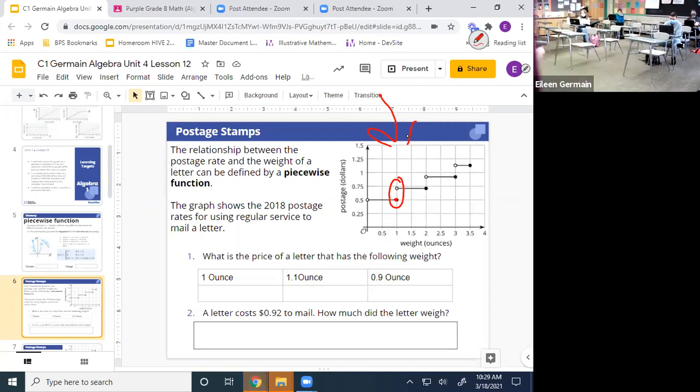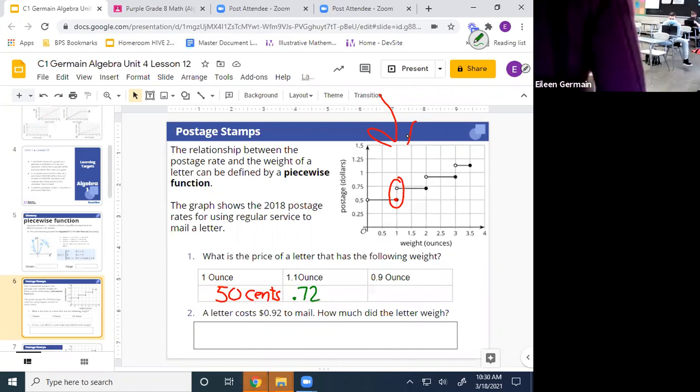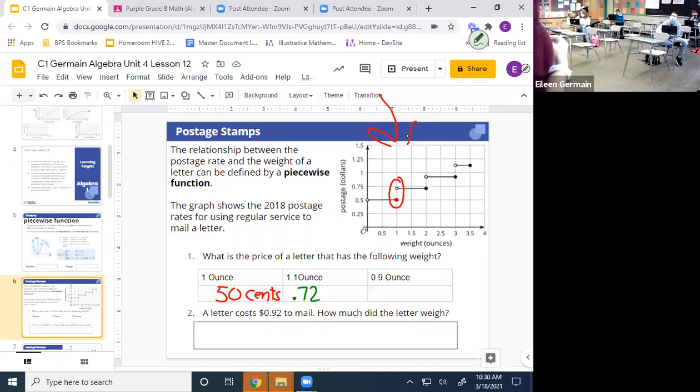So how much is 1 ounce going to cost us? 50 cents. Very good. You could have written 0.5. I just wrote 50 cents because that's how he said it. Now, 1.1 ounce. Max. I put about 0.72. 0.72. What else are we thinking? What are some other values that we got? Somebody at home said 0.76.